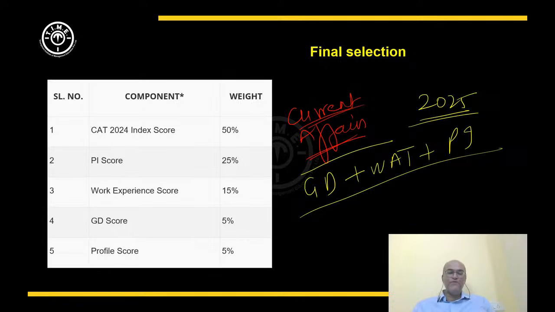Other than that, I hope you have been reading newspapers on a regular basis, because remember, current affairs does play a major role in your GWPI round as such. So this is how IIM Raipur carried out the process last year.